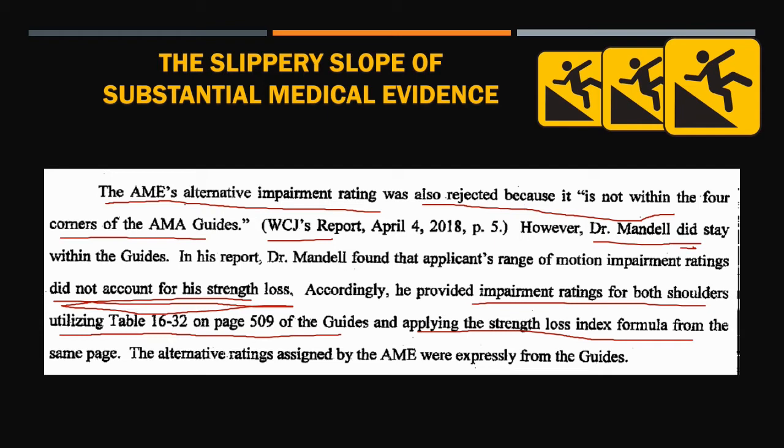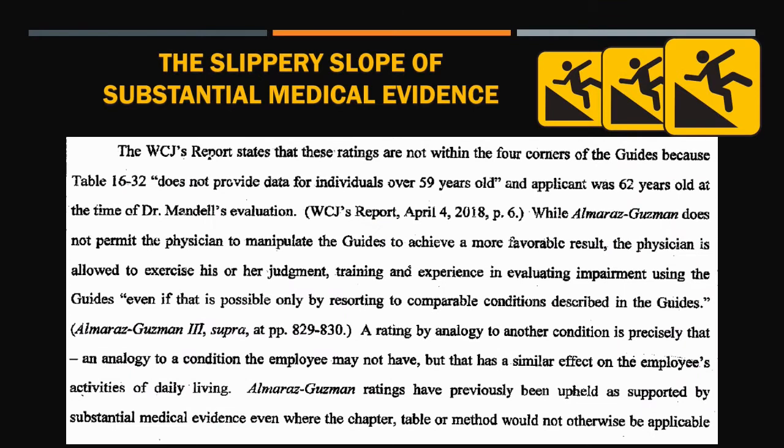Therefore, the alternative impairment ratings assigned by the AME were indeed expressly from within the four corners of the guides, whereas the workers' compensation judge felt that they were not from within the four corners of the AMA guides. And the appeals board went on to state that the workers' compensation judge's report states that these ratings are not within the four corners of the guides because Table 1632 does not provide data for individuals over 59 years old, and the applicant was 62 years old at the time of the evaluation.